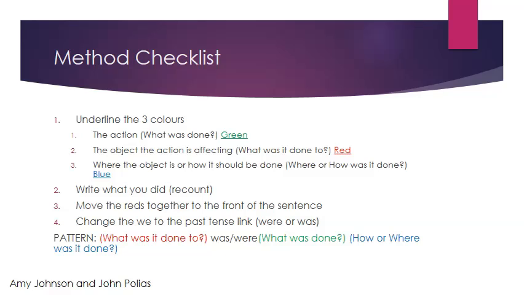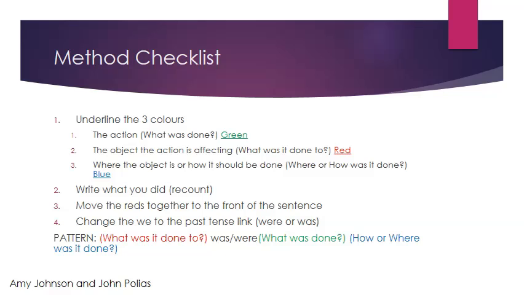So ask yourself, what was done? Colour that green. What was it done to? Colour that red. And where or how was it done? Colour that blue. Write what you did. Don't write what someone needs to do, okay? So it's always what you did, it's a recount.